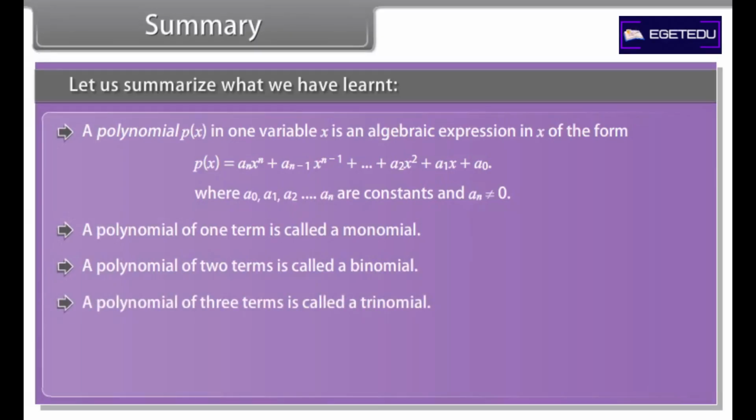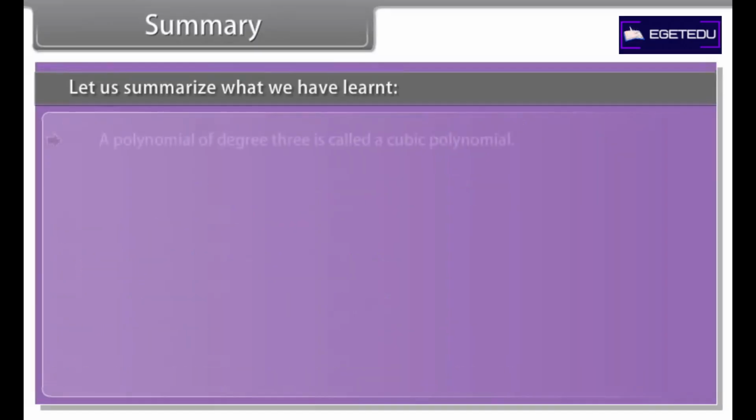The highest degree of a polynomial must always be at least one more than the number of turning points. Summary. Let us summarize what we have learned.